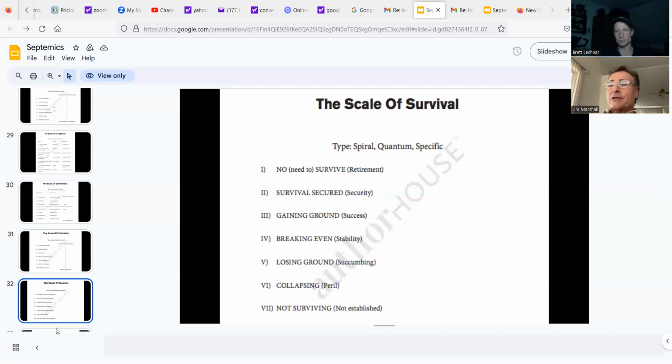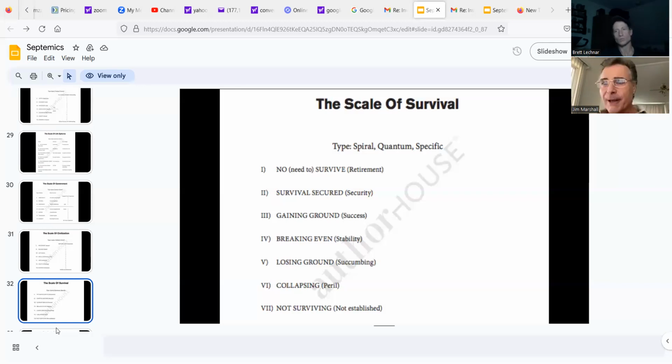So he will do something to get money coming in. Now, if it doesn't go well, he goes down to where he doesn't have security anymore. He has success, but he's not secure. And if it deteriorates, he goes down to breaking even. They're not making money now, they're just breaking even. So then, if it gets worse than that, he's losing money, meaning they're succumbing. And if it gets worse than that, collapsing, it's time to declare bankruptcy. They're in peril of going out of business.